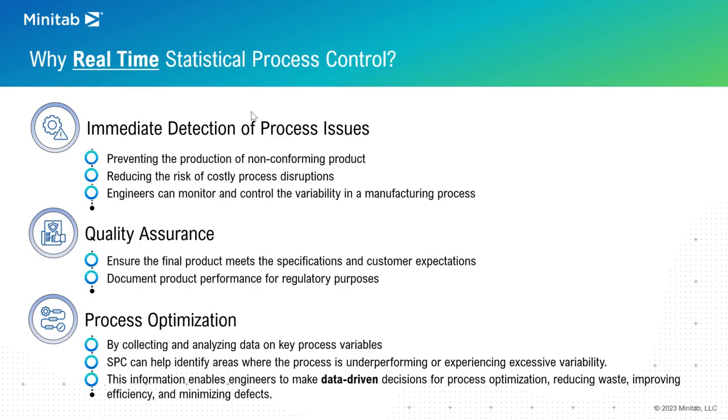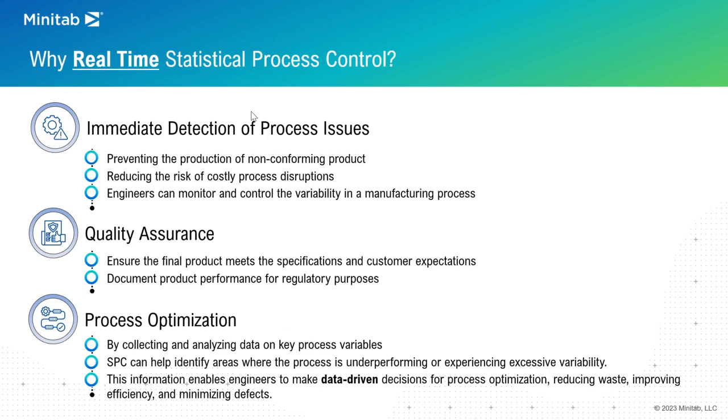So why are organizations looking more for a real-time SPC application? It is the immediate detection of process issues, so preventing the production of non-conforming products. I can't keep producing low-quality products. I want to identify issues upfront. I want that bad news to come to me quicker so that I don't have production of non-conforming products or products that are built to non-specifications. It also reduces the risk of costly process disruptions, and gives engineers the ability to monitor and control the variability in that manufacturing process. So it again goes back to that immediate detection: bad news needs to travel fast.